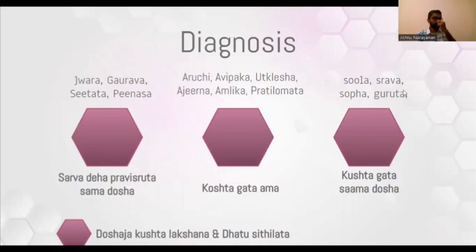So whether it is sama or nirama, and if it is sama, where that sama is located, whether it is sarvadeha pravisrita, koshta or kushta, that becomes an important factor. And if it is nirama, then the doshaja kushta lakshanas, paittika, vataja, kaphaja, which we have seen in the earlier part, become important, and along with that, which dhatu or dosha is involved. So these 5 factors become an important baseline to come to a plan of the treatment, and understanding this becomes the diagnosis of the samprapti or the stage of the eczema.